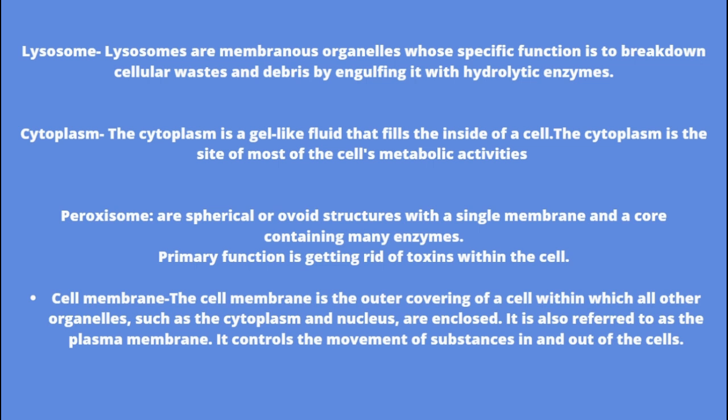The cytoplasm is the site of the cell's metabolic activities. It's that jelly-like, fluid-like substance that literally surrounds everything. All of the membrane-bound organelles literally sit in the cytoplasm. Peroxisomes, these structures get rid of toxins within the cell. That's the main thing about our peroxisomes. They are spherical or ovoid shaped with a single membrane containing many enzymes. But the main function of our peroxisome is to get rid of toxins within the cell. And of course, our cell membrane is the outer covering, which controls what moves into and out of the cell.